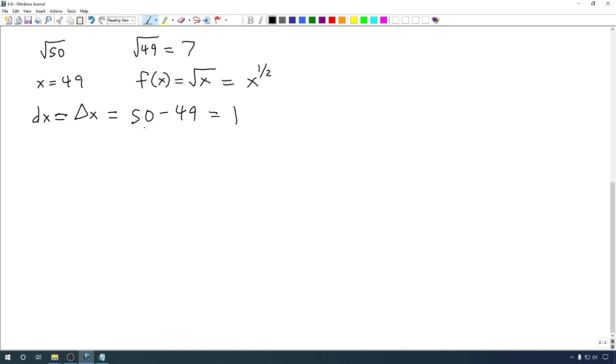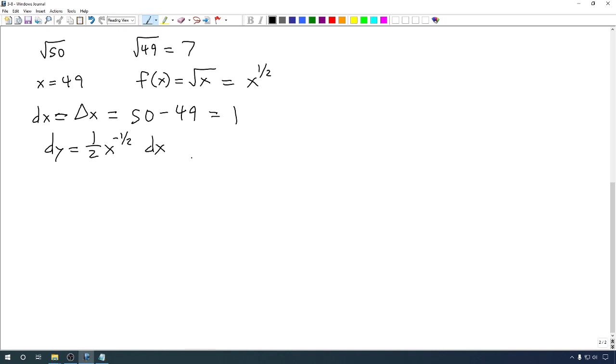Now that I've done that, I can go ahead and look at what my differential is. Remember, I'm just taking dy is equal to the derivative times dx. So I am going to have to take the derivative of my function. What is the derivative of x to the 1/2 power? Well, it's just 1/2 times x to the negative 1/2 power. Because, well, 1/2 minus 1 is negative 1/2.